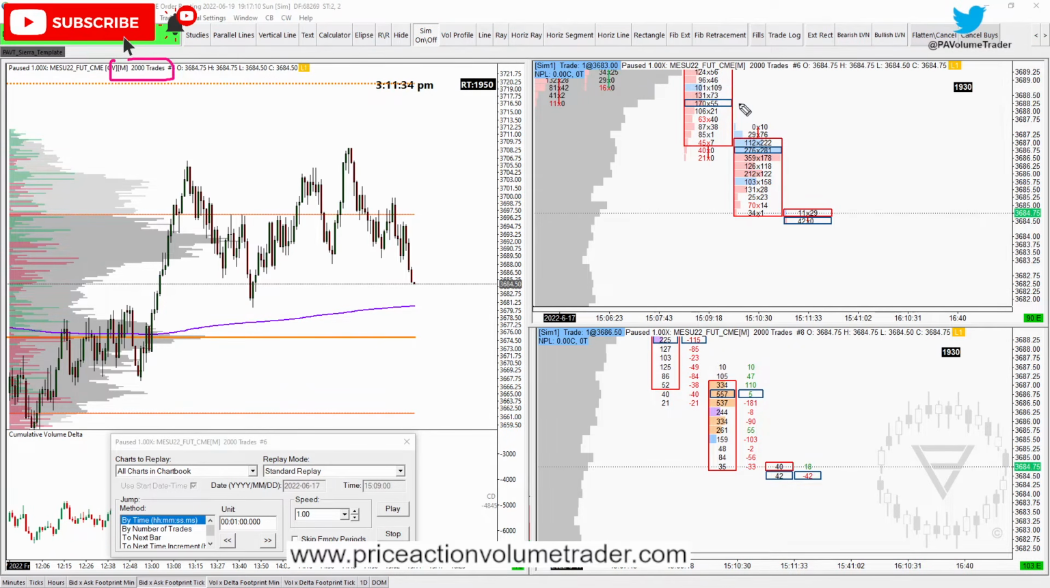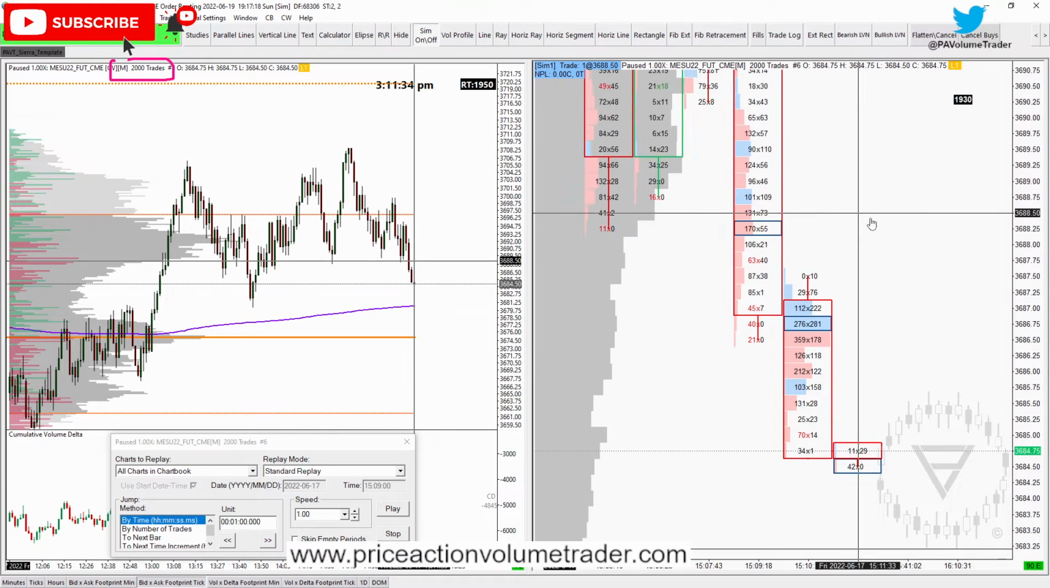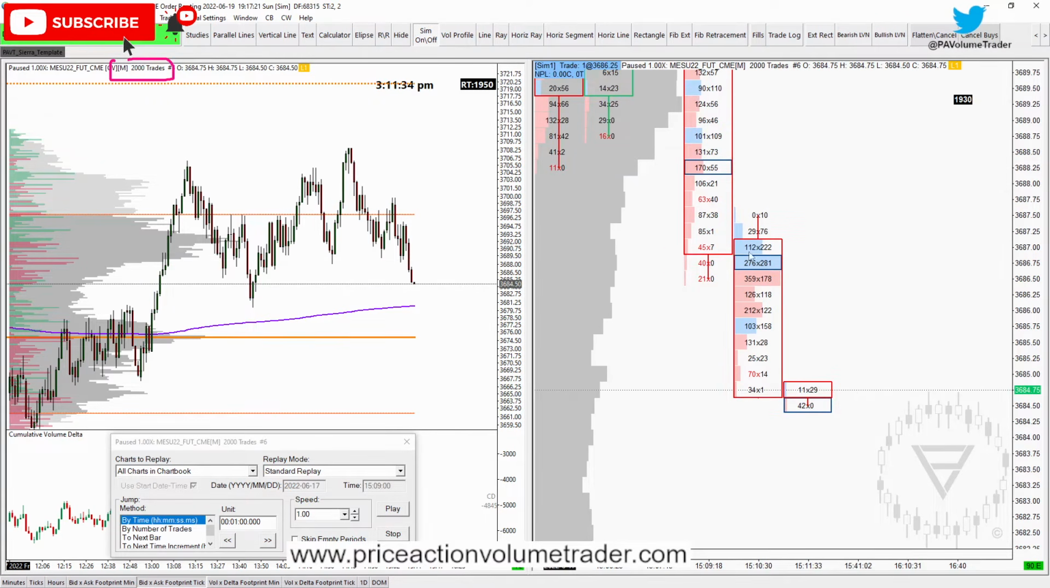And so as you can see here, let's go into this. I'm just going to make this bigger. So this is a footprint chart of this same chart here. So you can see, for example, this candle right here is this candle right here.